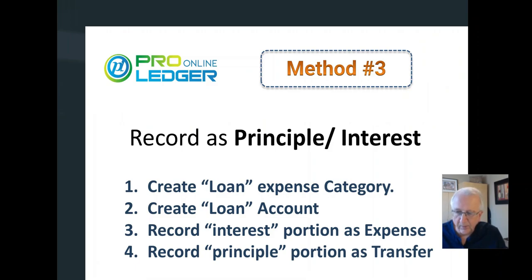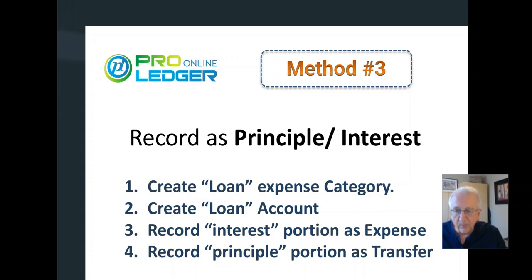Now with method number 3, this is going to be the most exact way to do it. We're going to record each loan payment with its corresponding principal and interest portion separately. So the first step, this takes a little more effort, but it's more precise. So the first step is we're going to create a loan expense category, just like we did in the first method.